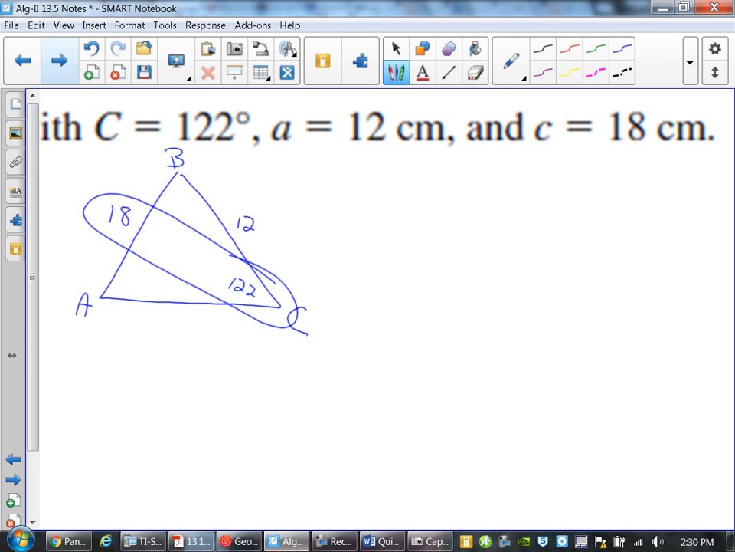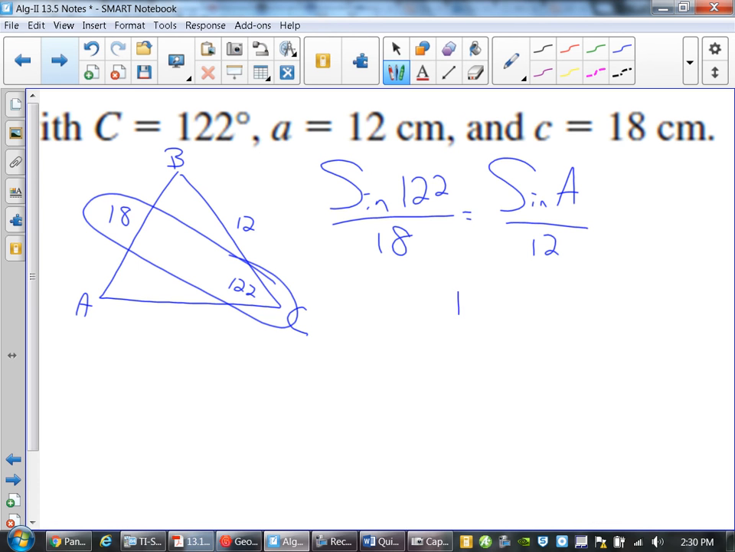All right, so sine of C is to its side opposite, as the sine of angle A is to its side opposite. Is there any reason for me to have to multiply the other side by 18? Nope. Because I'm going to just have to divide it back anyway. So you'll start to pick up some shortcuts. So I'm going to get 12 sine 122 over 18 is the sine of A.